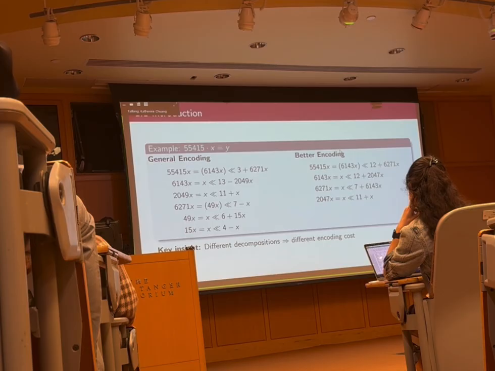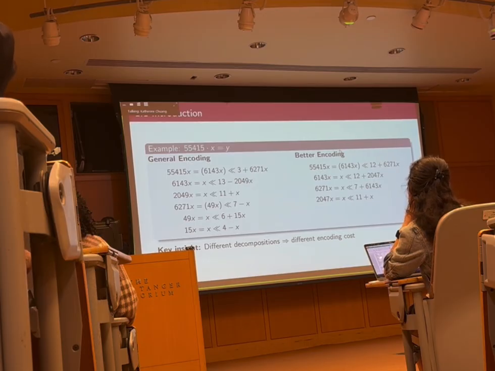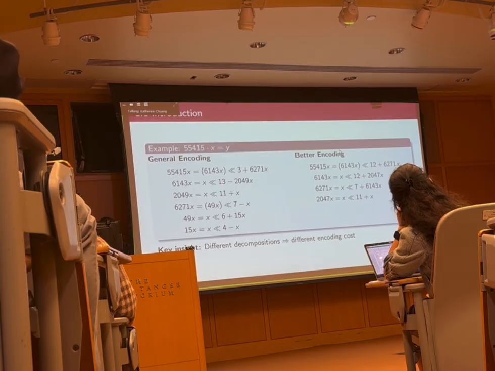Let me give you an example of the SCM problem. Say there is a constant, 55,450, that we are going to decompose. A general encoding may look like the left side, where we have 6 steps or operations that reach the base case, where the coefficient of x is 1. While it takes 6 steps, we still have better encodings, listed on the right-hand side, where we only take 4 steps.